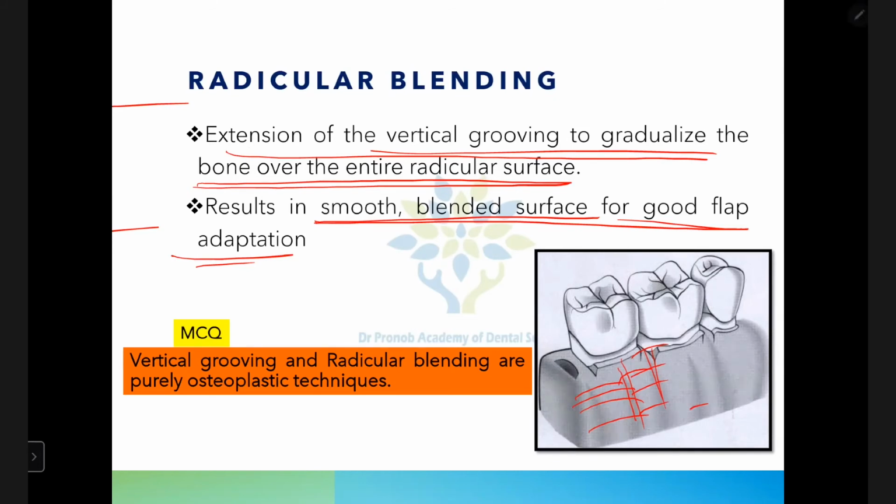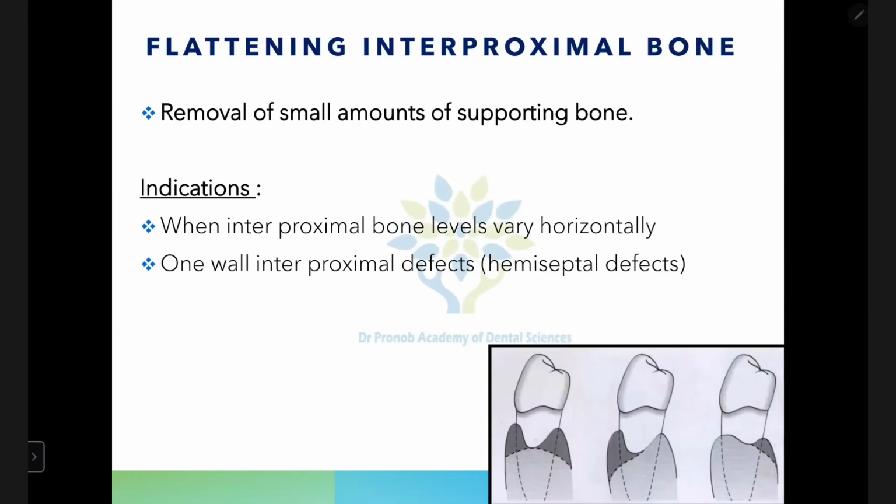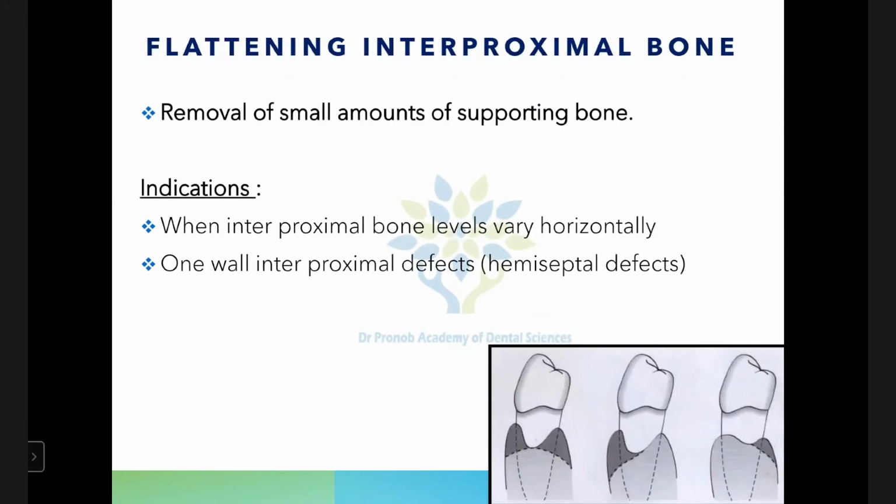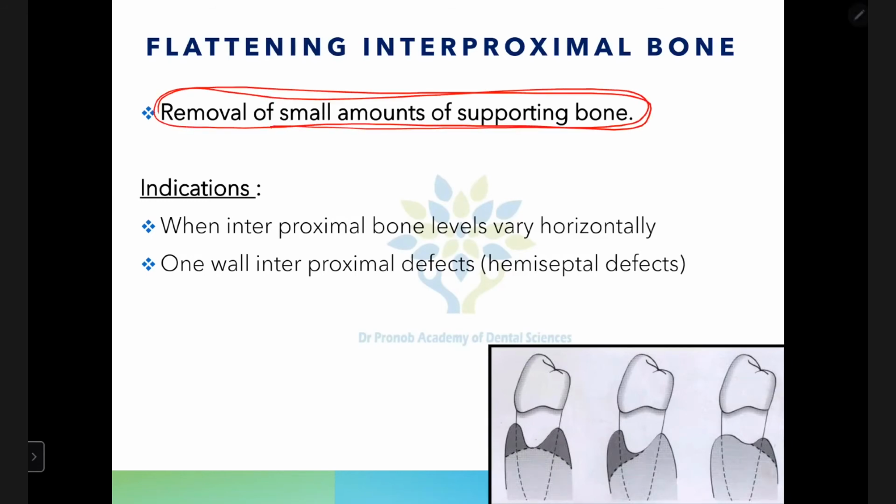As I've already told you, the first two steps of resective osseous surgery are purely osteoplastic procedures, so only shaping is done. Vertical grooving and radicular blending are purely osteoplastic. The remaining two steps, flattening of the interproximal bone and gradualizing the marginal bone, are the ostectomy techniques. In flattening of interproximal bone, we are removing small amounts of supporting bone. Since this is an ostectomy technique, we are removing some amount of bone.